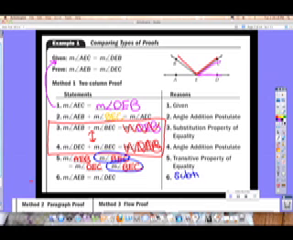Okay, we kind of blazed through that proof, but thumbs up, sideways, or down. How do you feel about that proof? Were those clues helpful to you?